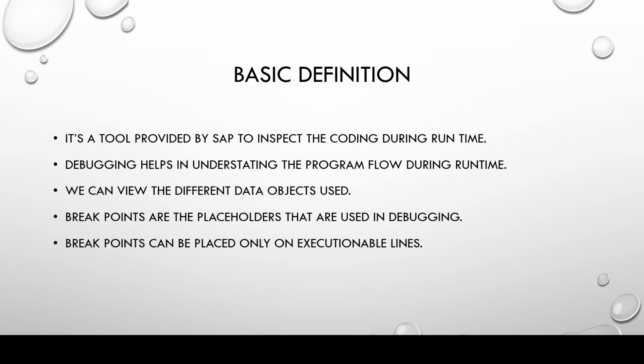For example, a program can have thousands of code lines, of which not every code line is going to get executed when we run a particular scenario. Only based on our scenario, whichever code lines are eligible for our selection parameters and the flow that we have selected, only those code lines will get executed. So this program flow can be understood through debugging. We can view the different data objects used, like the variables and the internal tables that are used. So all these things can be viewed via this debugger tool.